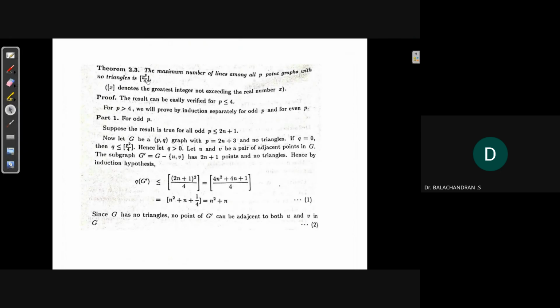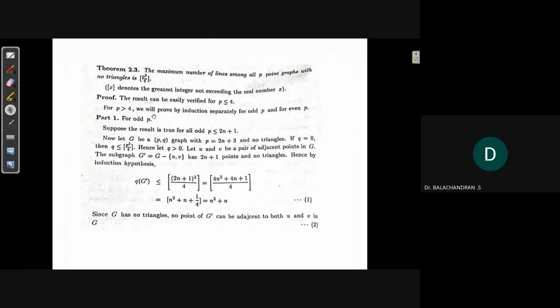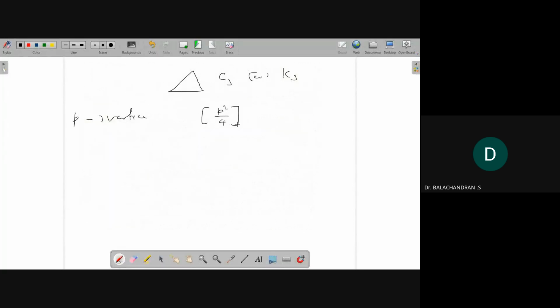So E is p squared by 4, the maximum number of edges. How many vertices does it have? p vertices. Maximum how many edges? They put this bracket around p squared by 4 edges. What is the meaning of this? This bracket around X denotes the greatest integer not exceeding the real number X. So this is the same as floor of p squared by 4.